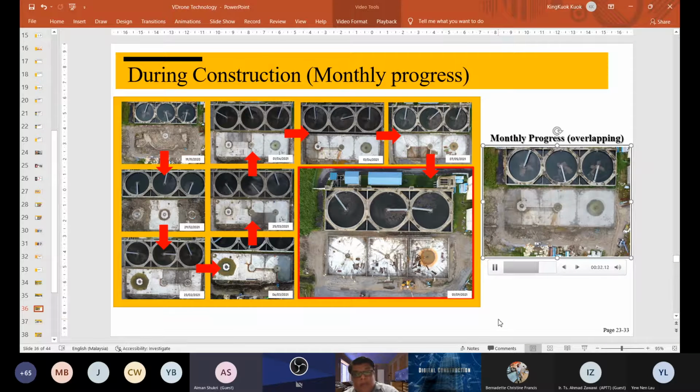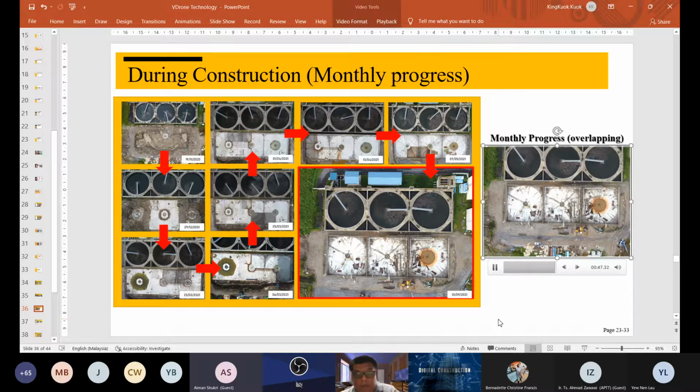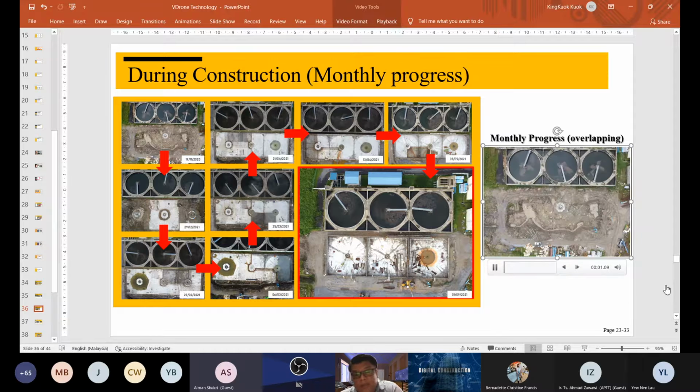Okay, then you can see they are doing the foundation, laying the membrane, putting up the footing of the secondary clarifier. Only then do they put up the clarifiers one by one. They are altogether 3 numbers. Then you can see the progress of constructing the secondary clarifier will be clearly recorded in this case.